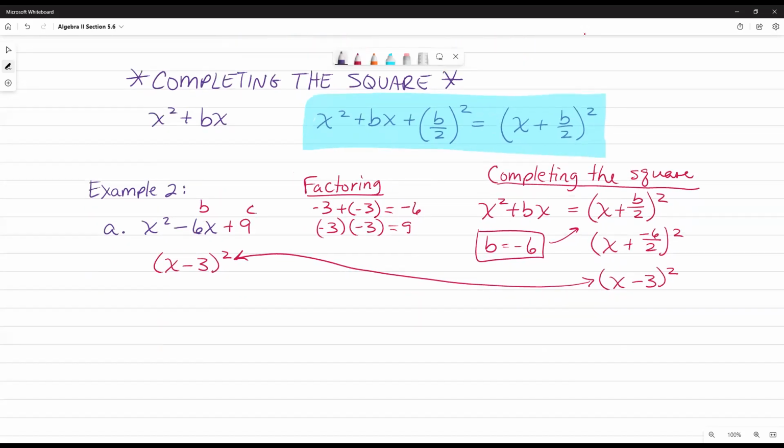All right, let's look at the second one. The second one shows you what it looks like when you've got fractions. Same process, it just looks a lot more intimidating. So y squared plus 5/3 y, and we need to turn this into a perfect square trinomial. So what's my b term? 5/3.